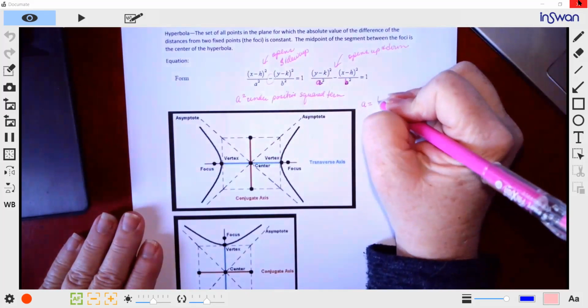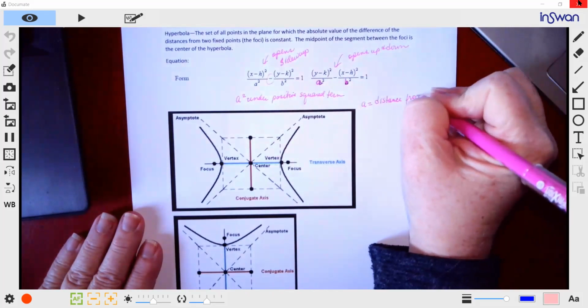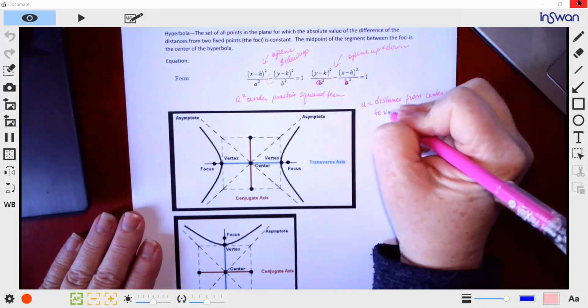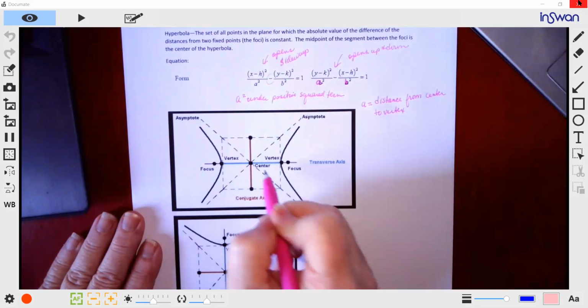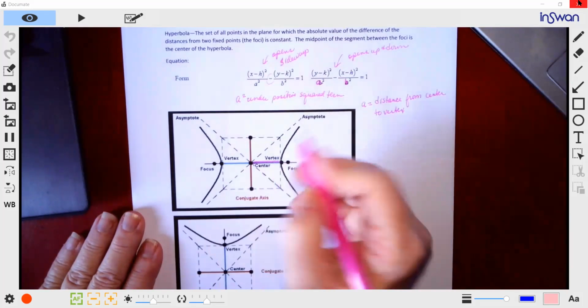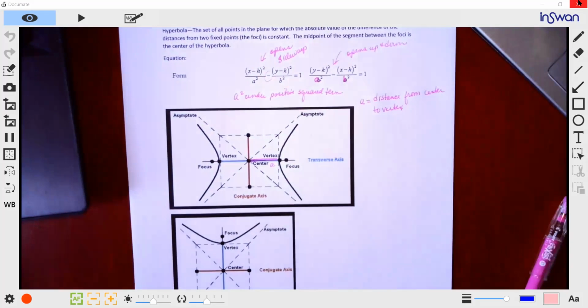Okay, now when A squared is under the positive squared term, A is still, just like it was for an ellipse, the distance from center to a vertex. So that would be this distance right here. Okay. B, we'll come back to B.